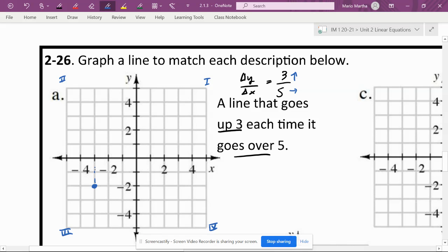So we're going to go up 3 and then 5 to the right. And then that's pretty much going to be your second point. And then again, remember, whenever you guys are graphing a straight line, you just need 2 points. So connect those 2 points and that's more than enough. And then just extend your lines in both directions.